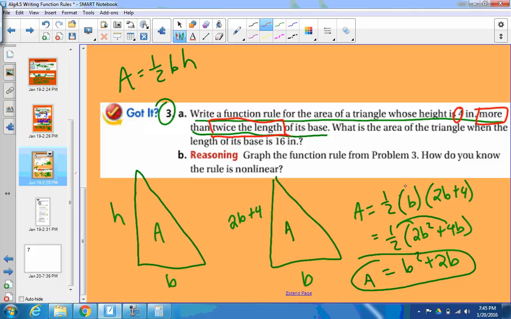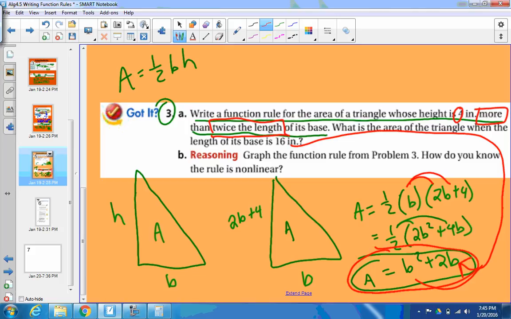So I just distributed here. Did b times 2b would be 2b squared, and b times 4 would be 4b. And then I distributed the 1/2. 1/2 times that would be just b squared, and then 1/2 times 4b would be 2b. And this is where I got my formula. Now if I wanted to check it with the base of 16, I can plug that 16 in for the b right there and right there and get out the area.